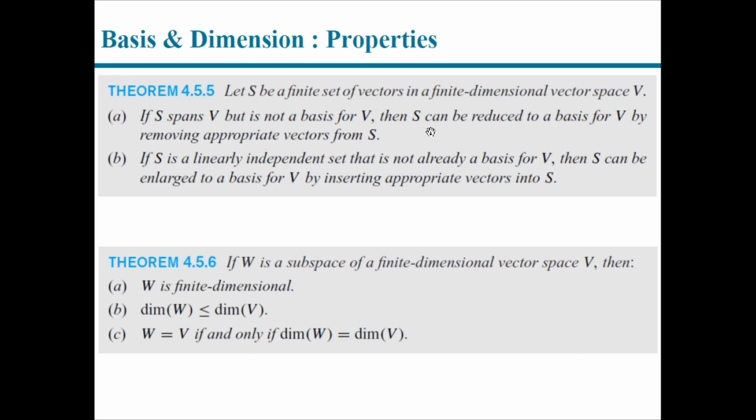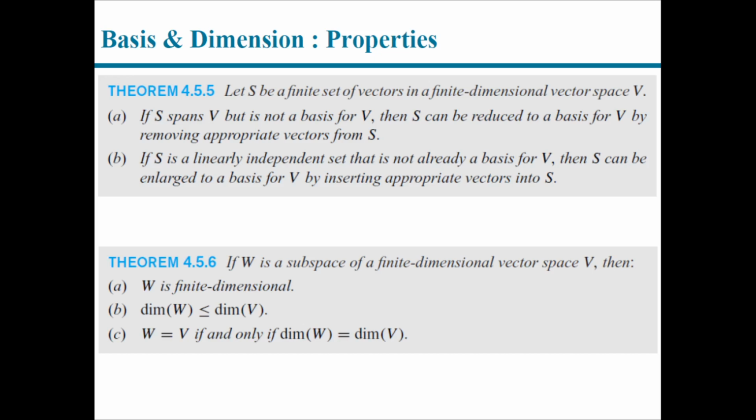Then S can be reduced to a basis of V by removing appropriate vectors. Well, of course, it already generates the entire space, but it's not a basis. Okay, fine. That means there are too many people there. There is some linear dependence in S. So if I start kicking out linearly dependent people, at some point I will reduce S enough to hit a basis, to have enough people to be linearly independent now. They'll still create the space, but they'll be linearly independent. So that's what it means.